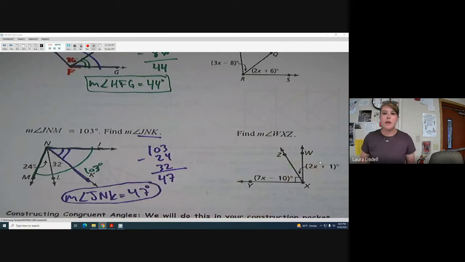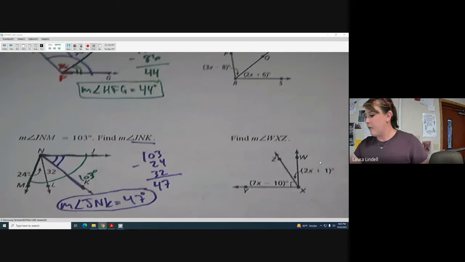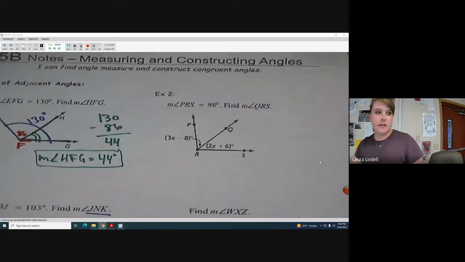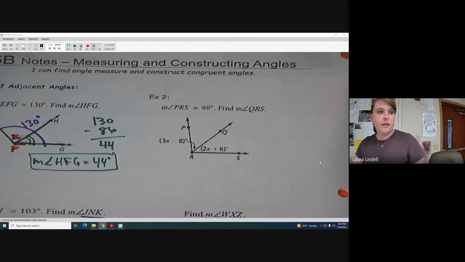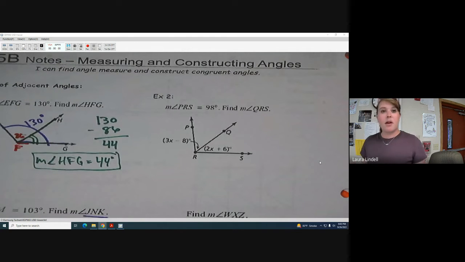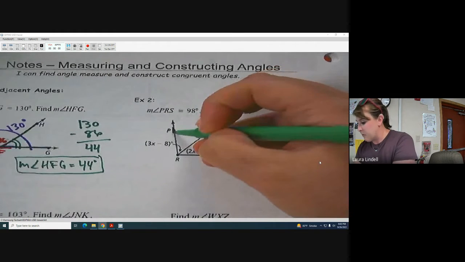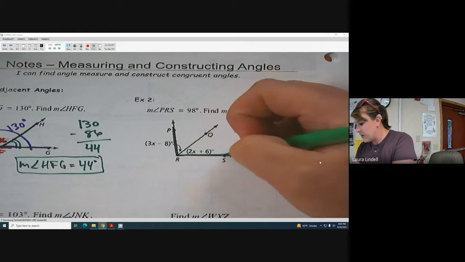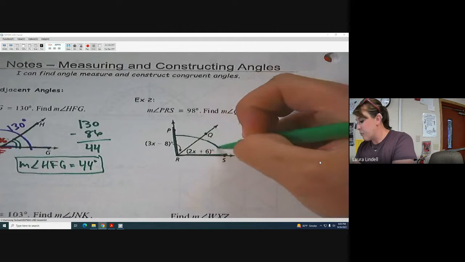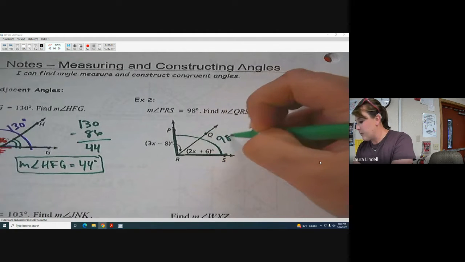Okay, great. So now we have that. Now we're going to step it up just a little bit and involve some algebra. We're going to bust out the algebra here for example two. So for this one, same process to start it. It says measure of angle PRS is 98 degrees. So we trace it from P to R to S. That tells me this whole big outside angle is 98 degrees.